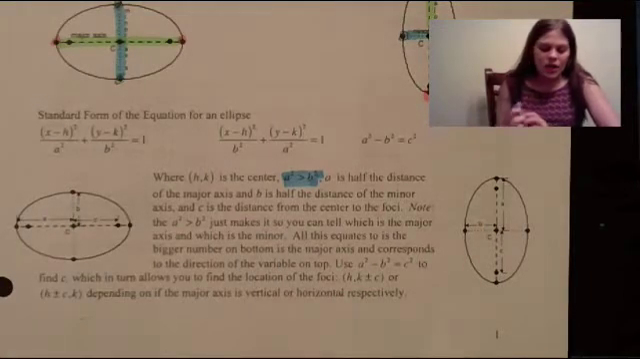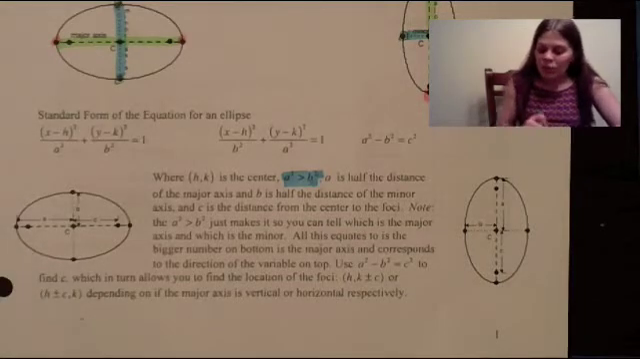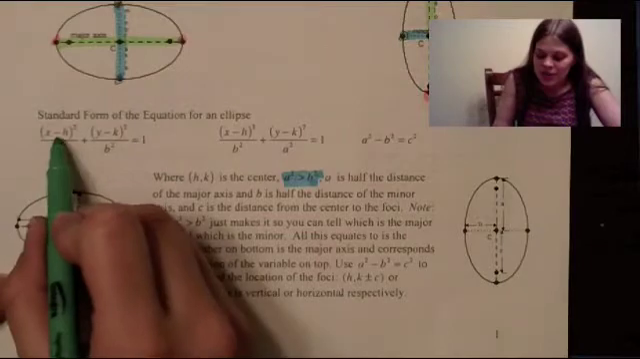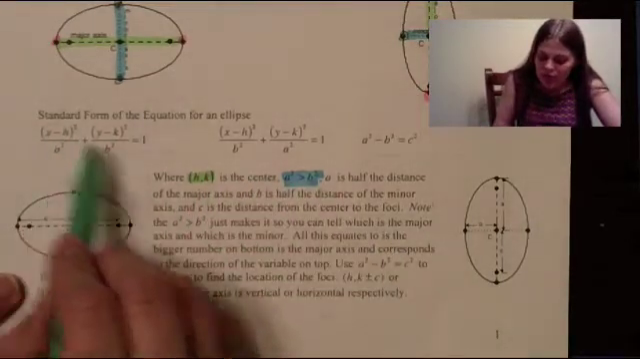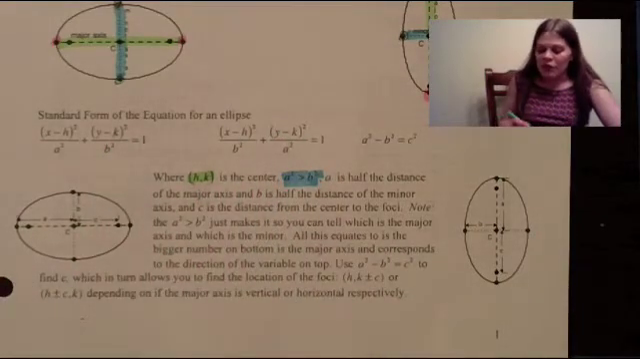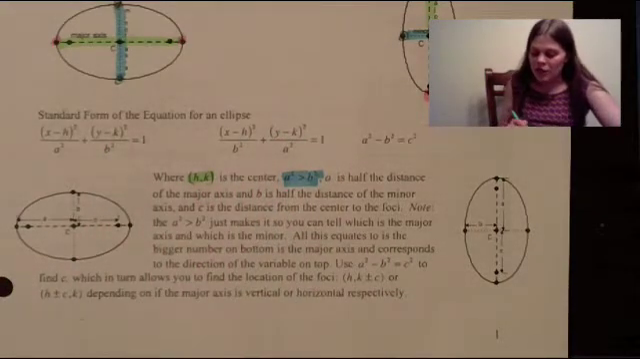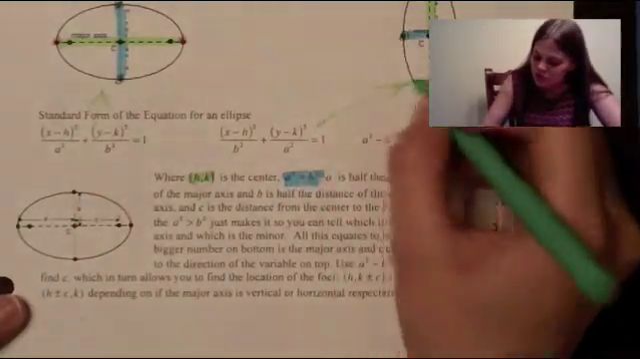Okay. Now, it's similar to graphing a circle, which we touched on when we were talking about polar, where the center is the opposite of what's inside both sets of parentheses. So notice that it's negative h to h and negative k to k in both sets of equations that you have. Okay. This equation goes with this one, this equation goes with this one.